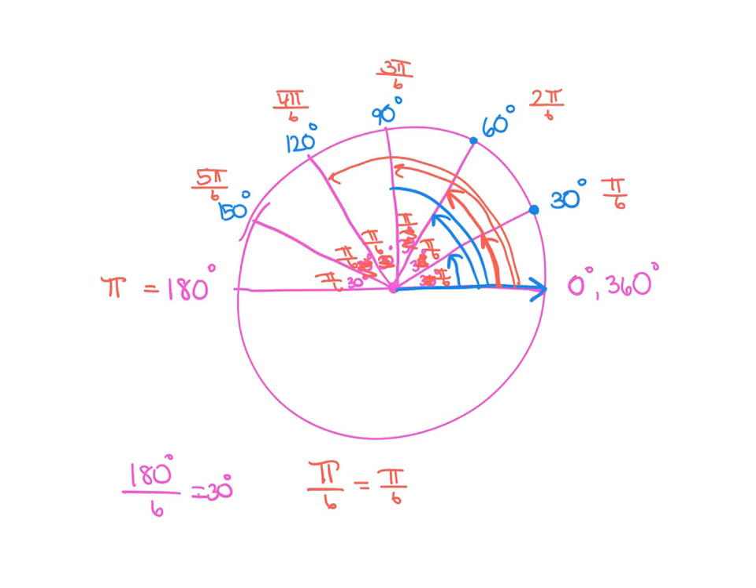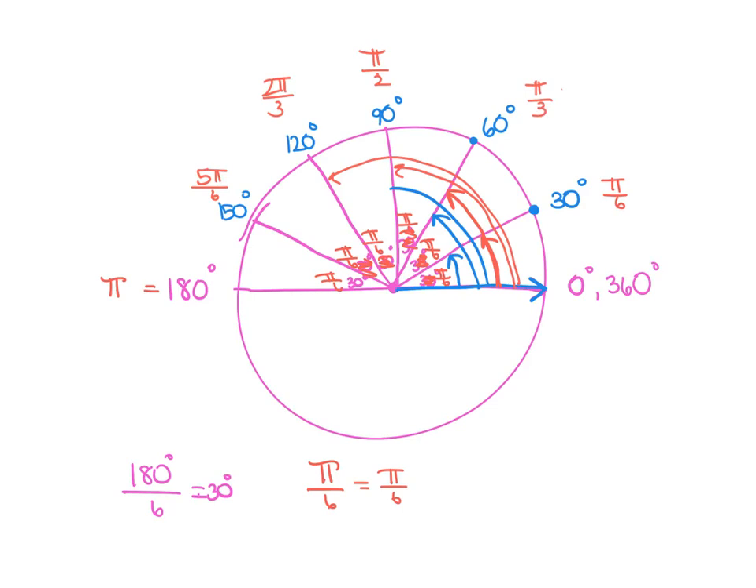If you look up at 4/6, 4/6 also reduces, and that's going to reduce to 2/3. 3/6, 3 divided by 6 is 1/2. 2/6, 2 divided by 6 is 1/3.